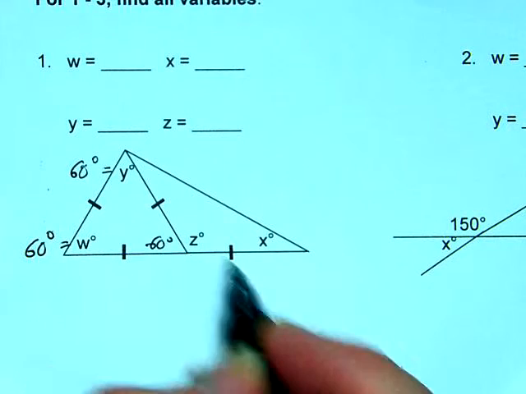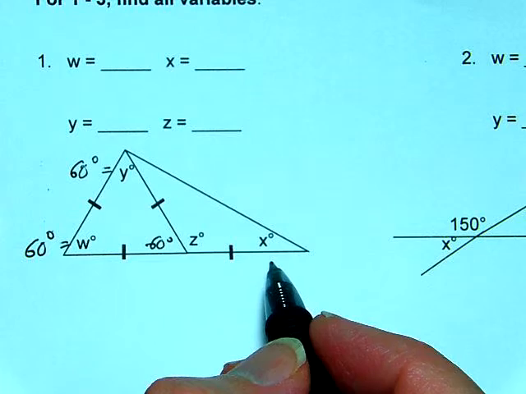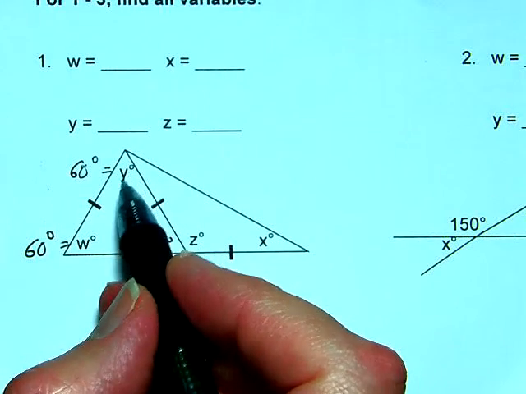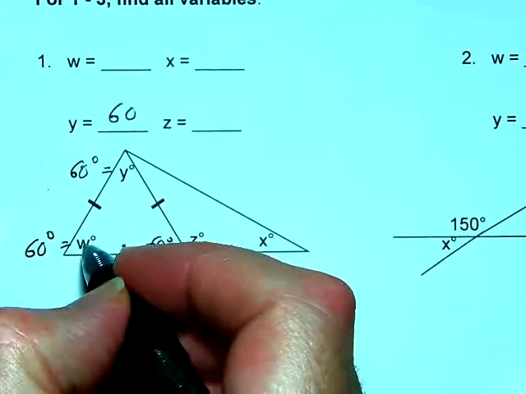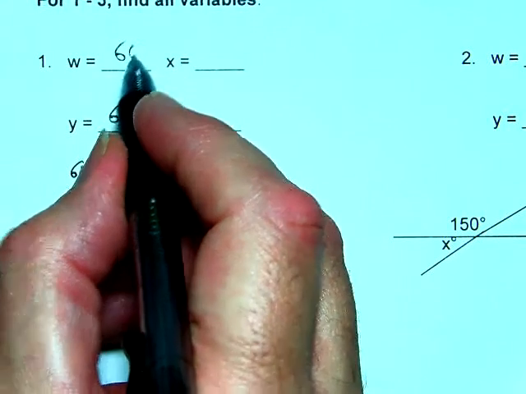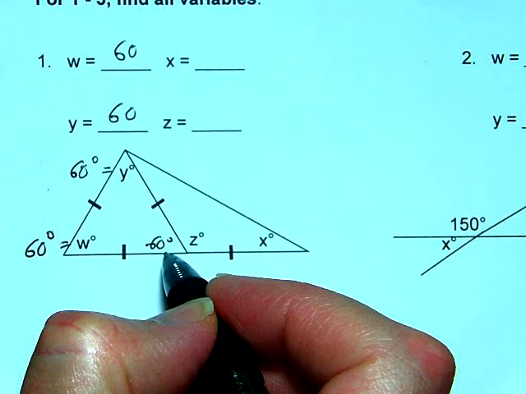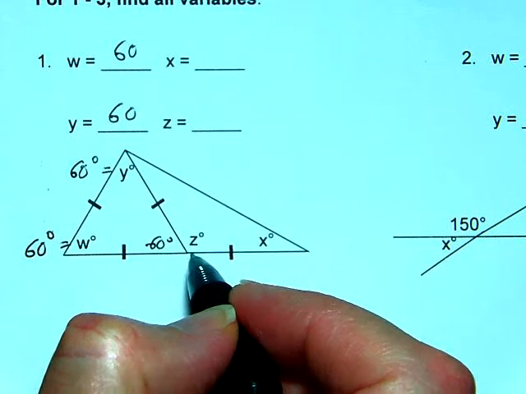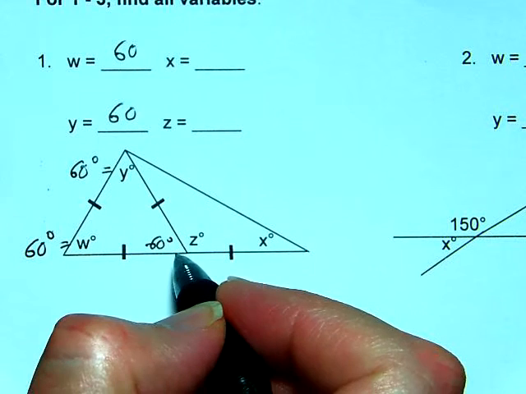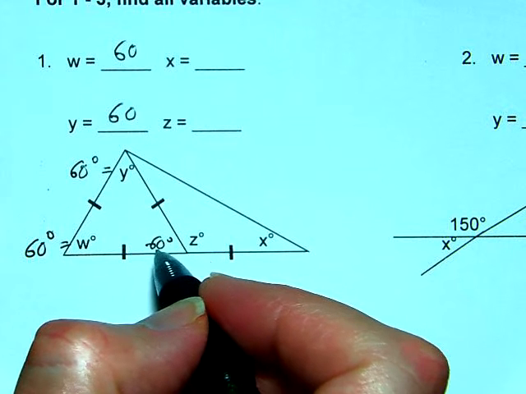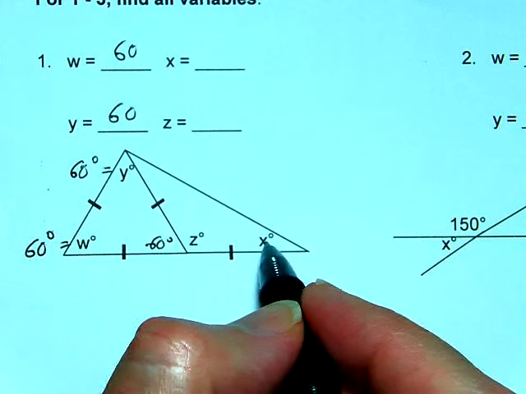So we can write in the angle measurements there, and it tells us that y is equal to 60 and w is equal to 60, and this other unlabeled angle is equal to 60 degrees. So that leaves only angles x and z. Okay, well, let's take a look. Can we figure out either of them already?